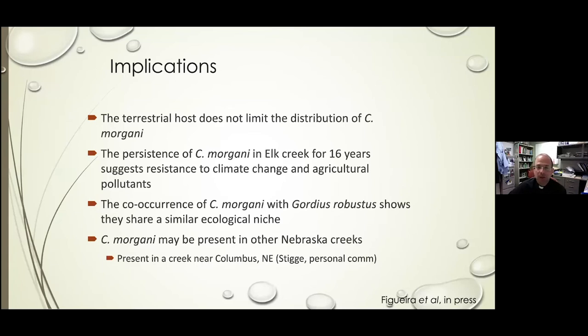I'm not really studying Gordius robustus, but because we find both of them in the same creek, maybe they share a similar ecological niche. Also, even though we didn't see it in some of the sites that we sampled, they may be present in other Nebraska creeks. Another colleague of mine found them in a creek also in Nebraska, a little further away.